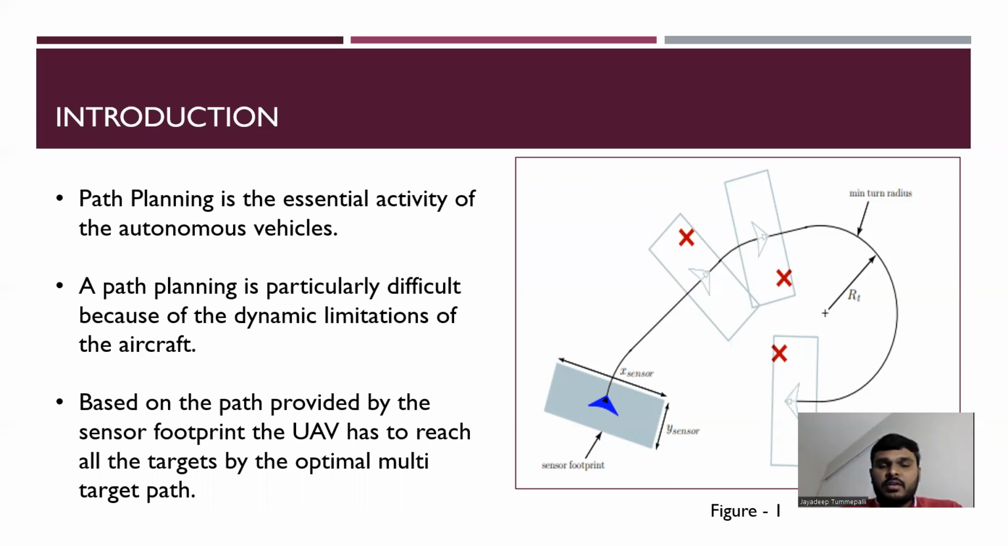Using the A-star algorithm, the shortest path needs to be given for reaching all the targets. The minimum turn radius of the aircraft should be taken care of to reach all the targets. By taking all this into consideration, there are two ways to plan the path to reach in all the directions.